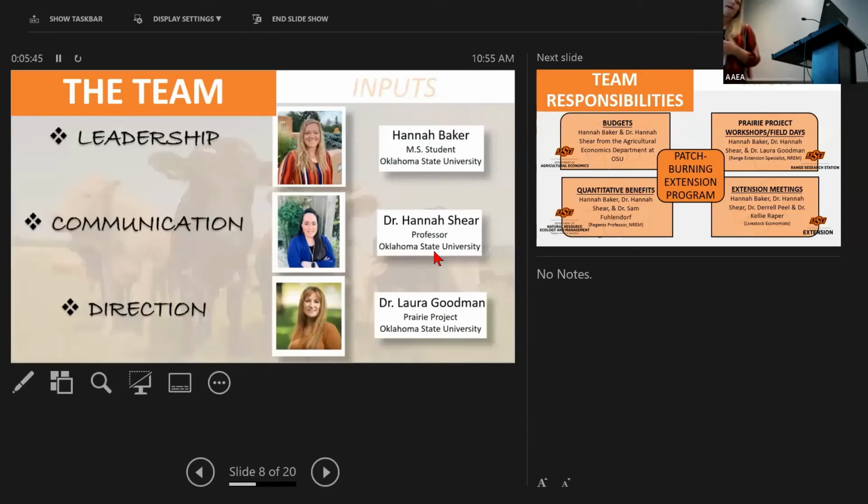So the team behind this extension program is, again, myself, the extension leader, Hannah Baker, and I work closely with my advisor, Dr. Hannah Shear at OSU. She helps to facilitate communication between myself and the other departments at OSU, as well as the Prairie Project members. And then lastly, we work closely with Dr. Laura Goodman, who is a range extension specialist at OSU, but is also a very important member of the Prairie Project. And so we're working closely with her to get this economic research in with the beneficial research that the Prairie Project is already doing.